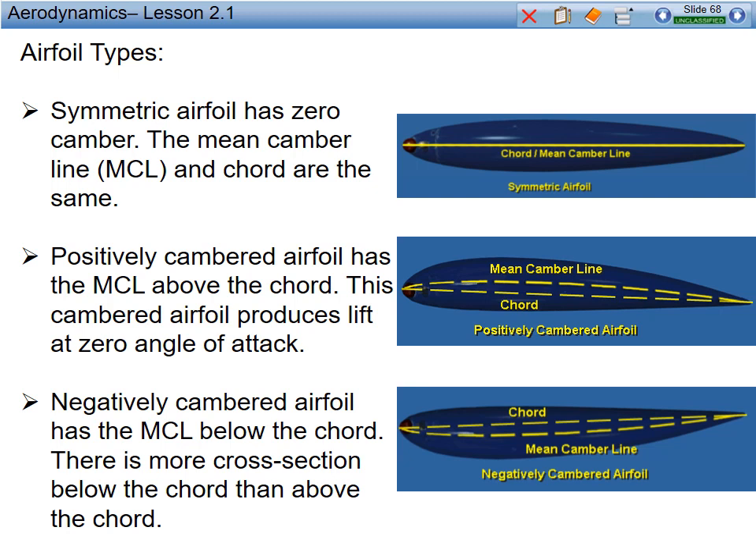A positively cambered airfoil has the mean camber line above the chord. This will produce lift at a zero angle of attack. A negatively cambered airfoil has the mean camber line below the chord, meaning at a zero angle of attack, it will produce negative lift.